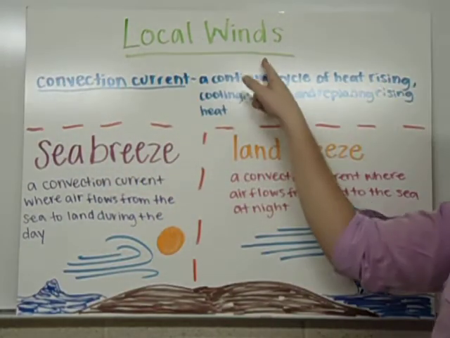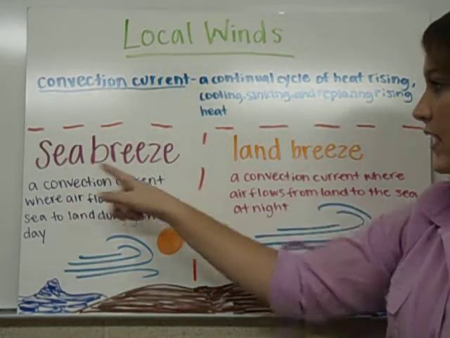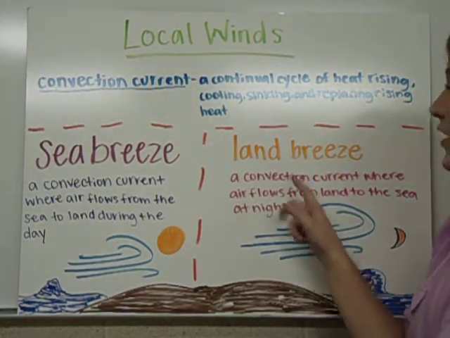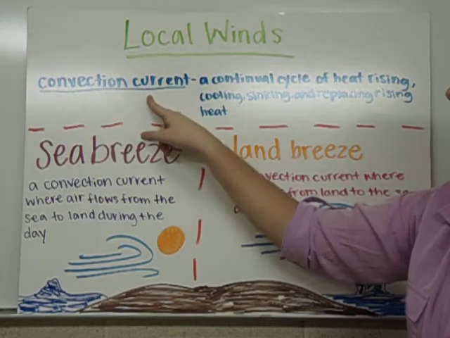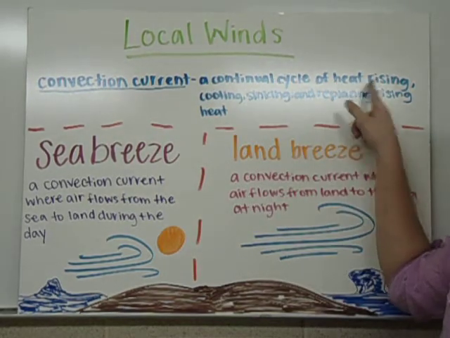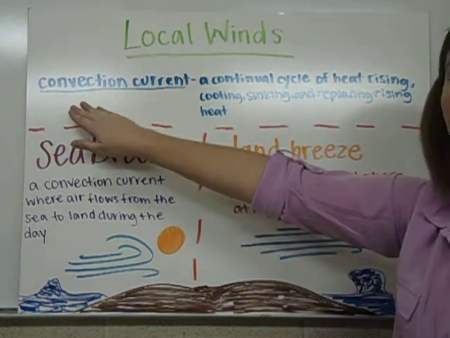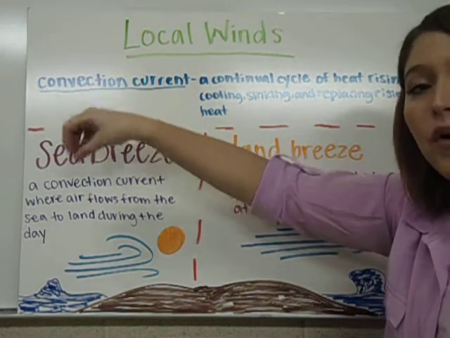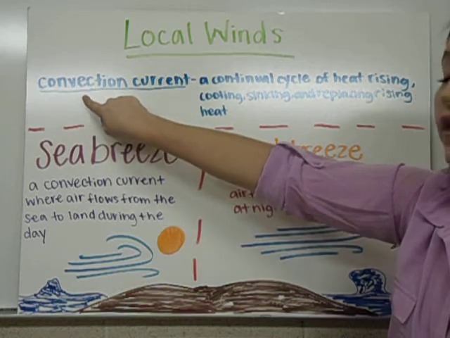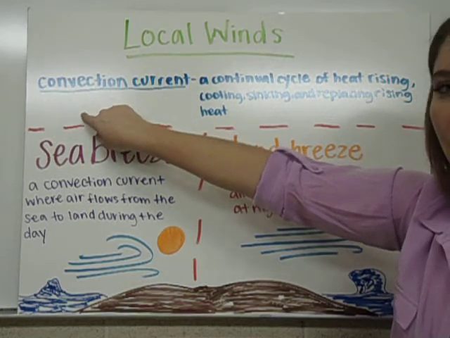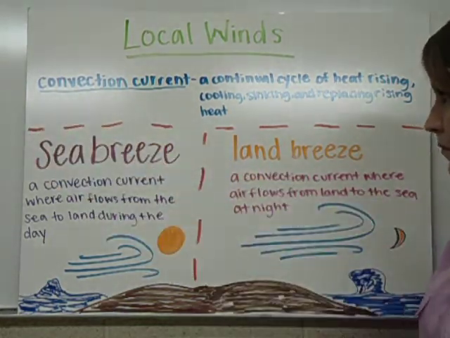Two examples of local winds that we experience are both sea breezes and land breezes, and these are both types of convection currents, which are continual cycles of heat rising, cooling, sinking, and replacing rising heat. In this case, we're considering convection current an air process, but we also observe convection currents happening in water and in the ocean on our Earth.